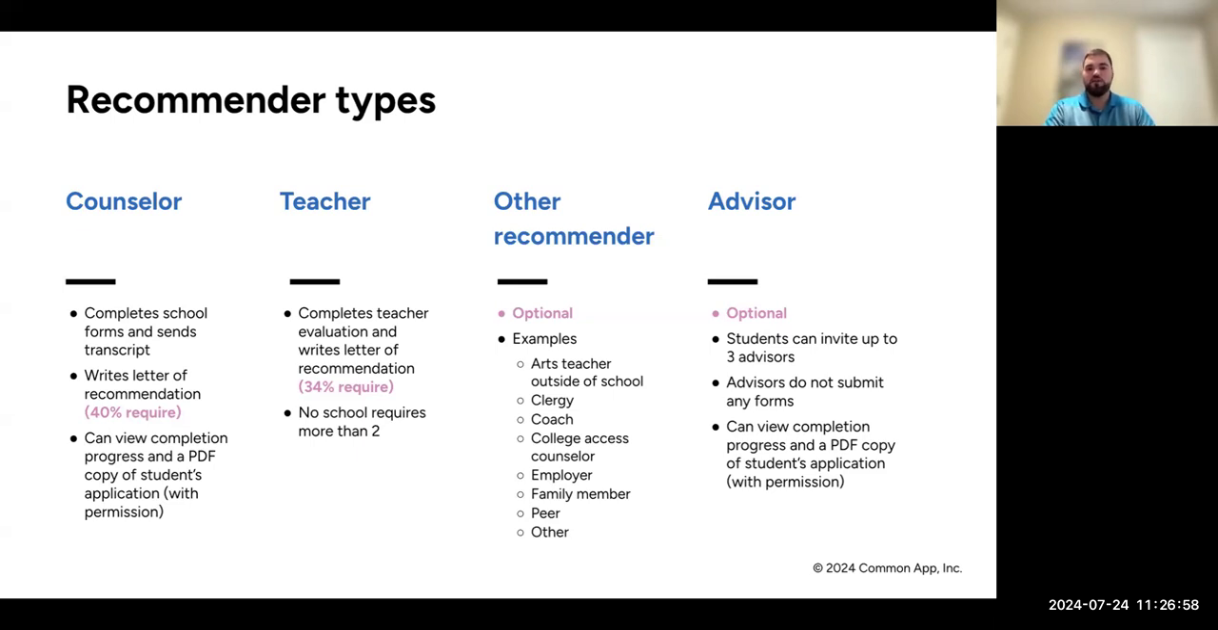And then an advisor is also another optional recommender that you can add, where you can invite up to 3 advisors. And advisors do not submit any forms. They're just kind of there to help, see your completion progress and see the student's application and just help you out on the back end there. So those are the different types of recommenders.